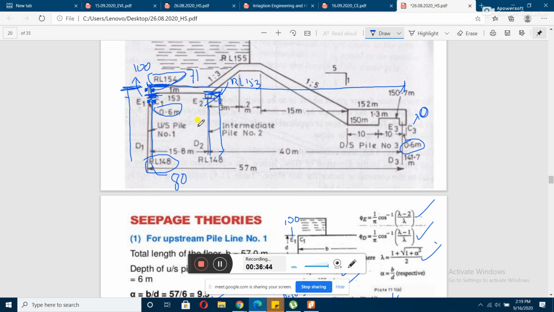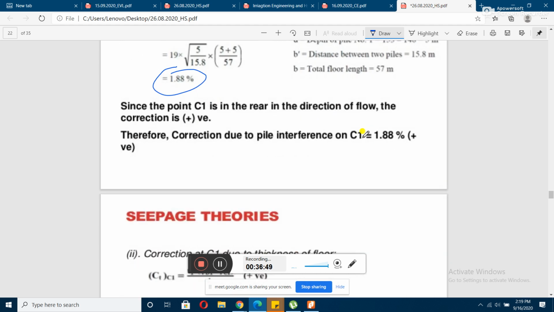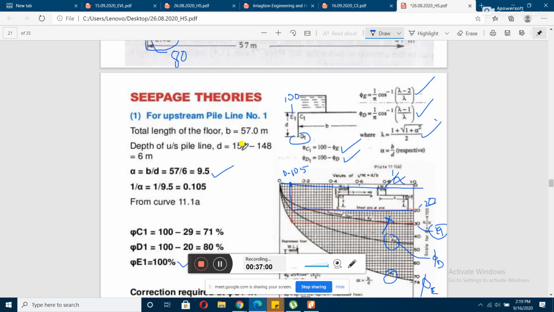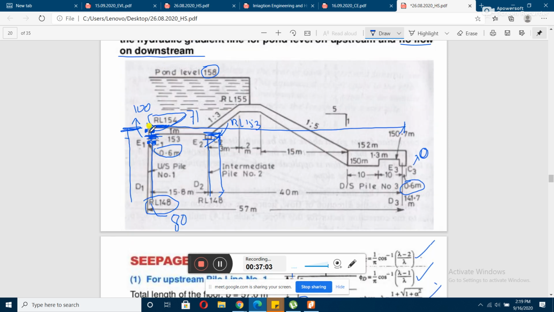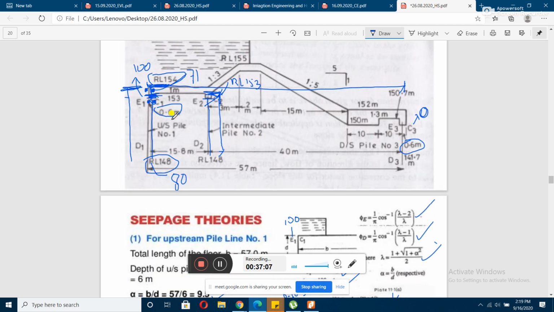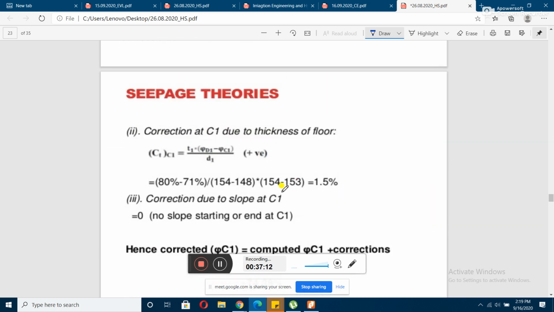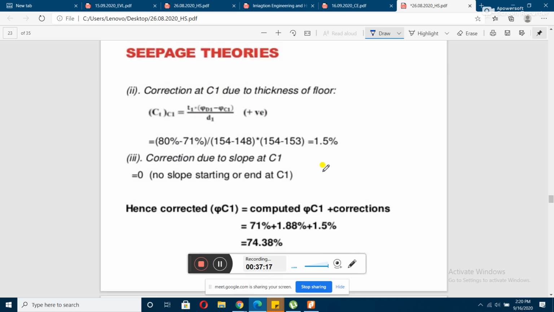So by unitary method, we know that the thickness of the floor is 1 meter. So you can easily see how the correction has been made. By unitary method, 80 minus 71 whole divided by 154 minus 148. So 154 is this particular part, divided by 1 means this total length into this particular length. So these have been calculated, you can understand that. If you have any problem you can ask me. So these are also to be added on.